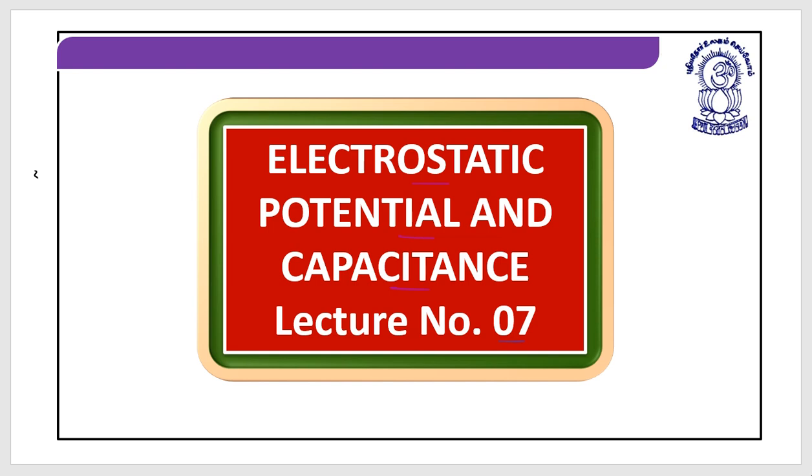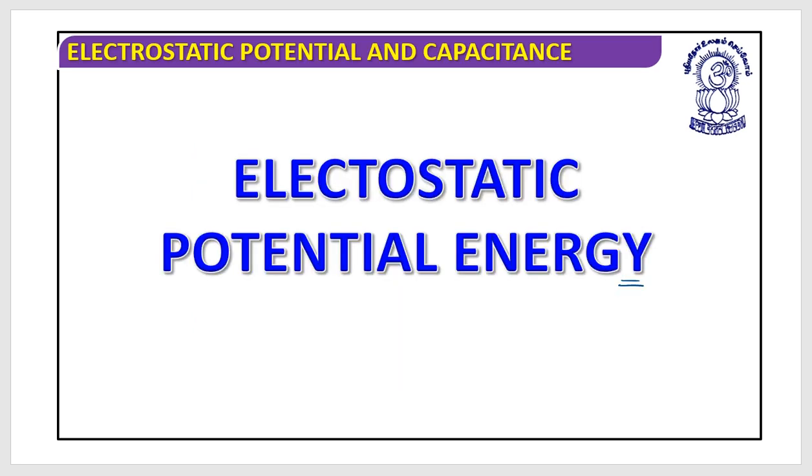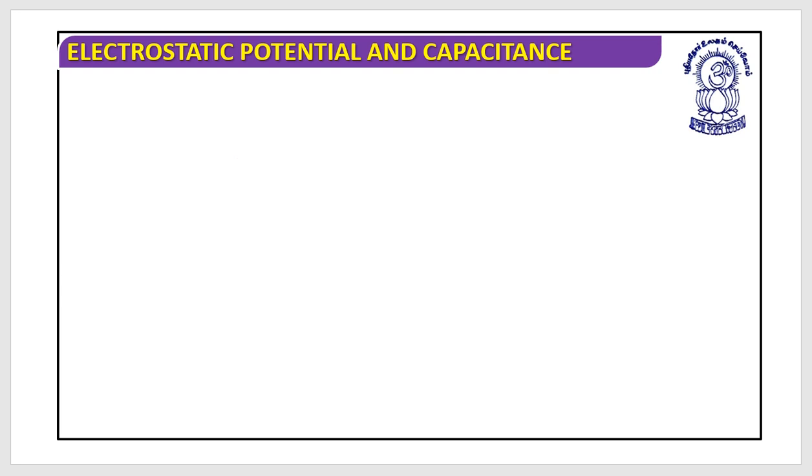This is lecture number 7 of our unit electrostatic potential and capacitance. In this class we are going to discuss the electrostatic potential energy. In the last class we were discussing the same topic. This is the second class on electrostatic potential energy. We already discussed what electrostatic potential is, how we can define it, and its basic formula. So let's quickly revise it and move to more applications of the same topic.